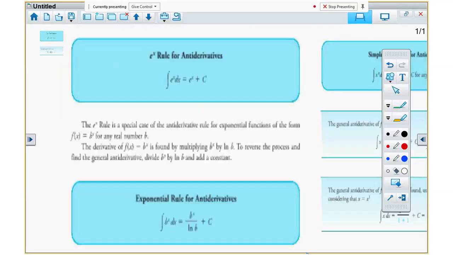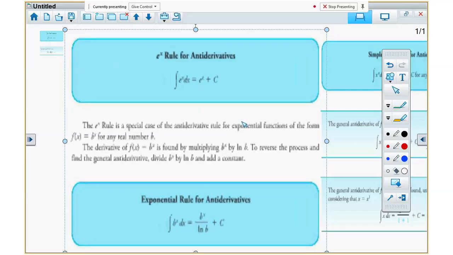This one? How's that? Is that a little bit better?